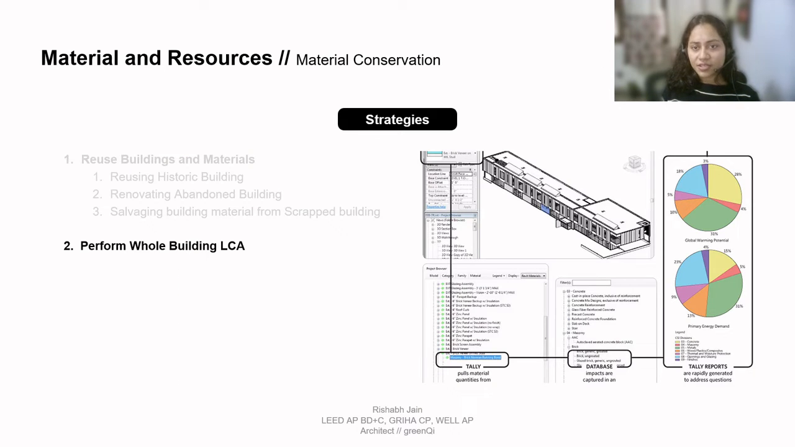And of course, the second step here for material conservation is to perform a whole building LCA. If you perform a whole building life cycle assessment, then you are able to calculate that this is my material, this is the amount of years, this is the entire life cycle of my building, and this would be the carbon emissions of my building in terms of embodied carbon. We can see which of the materials are the highest energy intensive or high carbon intensive, and then we can propose alternatives by performing a whole building LCA. So that's where this becomes important in terms of material conservation.